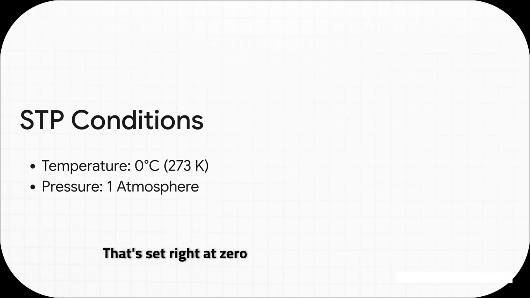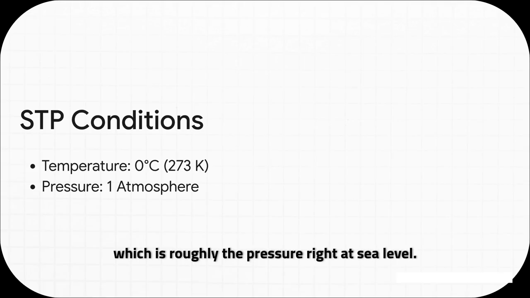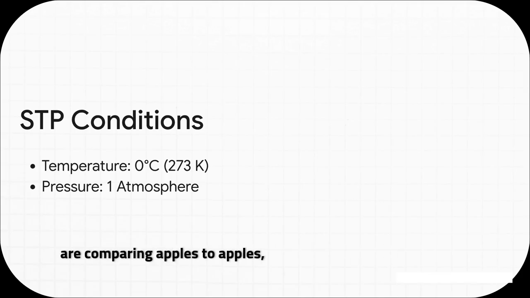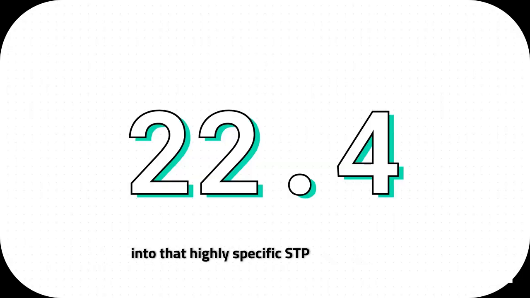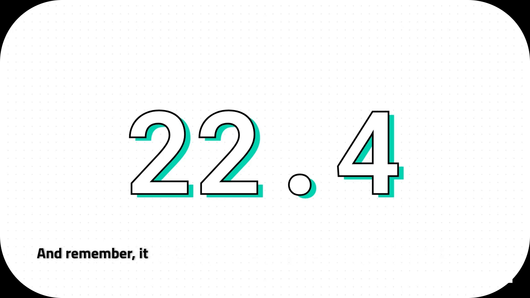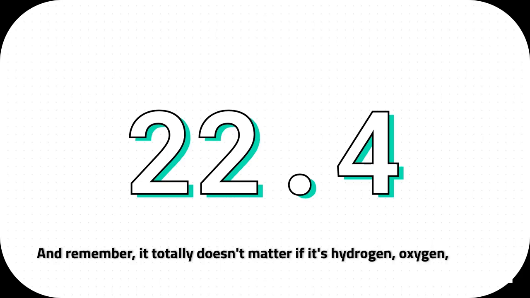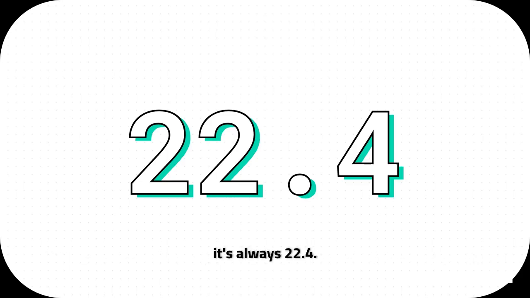That's set right at 0 degrees Celsius and exactly 1 atmosphere of pressure, which is roughly the pressure right at sea level. This just makes sure that a chemist freezing in Antarctica and a chemist in a sunny lab in California are comparing apples to apples. And when you put any ideal gas into that highly specific STP environment, this incredible magic number emerges, 22.4. This is the exact volume in liters that 1 single mole of any ideal gas is going to take up. And remember, it totally doesn't matter if it's hydrogen, oxygen, argon, whatever, it's always 22.4.